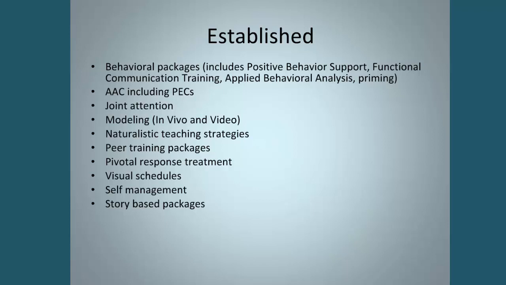So in the established category, we have behavioral packages such as positive behavior support, functional communication training, applied behavior analysis, and priming. There's some other things such as antecedent behavioral packages in there. We have AAC, Augmentative Alternative Communication, including PECS, which is Picture Exchange Communication System. We have Joint Attention, modeling, both live modeling in vivo and video modeling. Naturalistic teaching strategies, also known as incidental teaching or milieu teaching strategies. Peer training packages, pivotal response treatment, visual schedules, self-management, and story-based packaging, which essentially in most of the literature is social stories, except for one I think was an informational story.